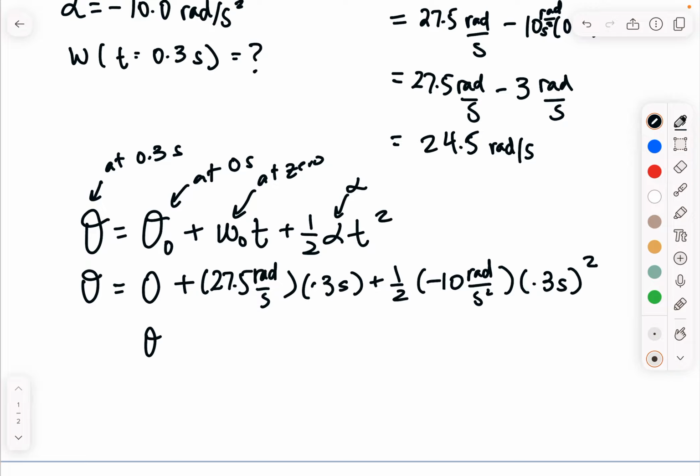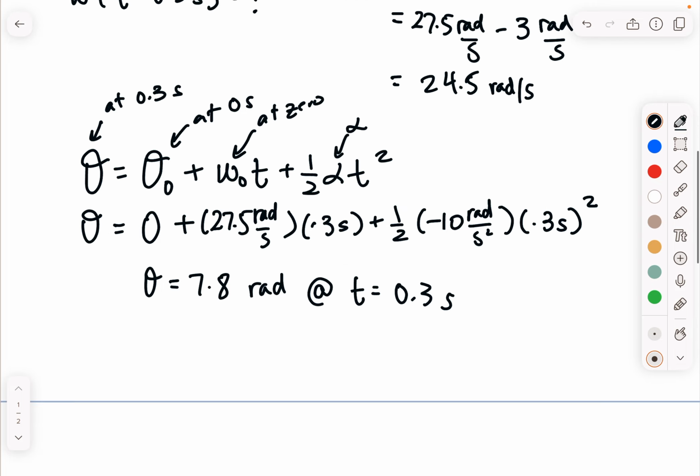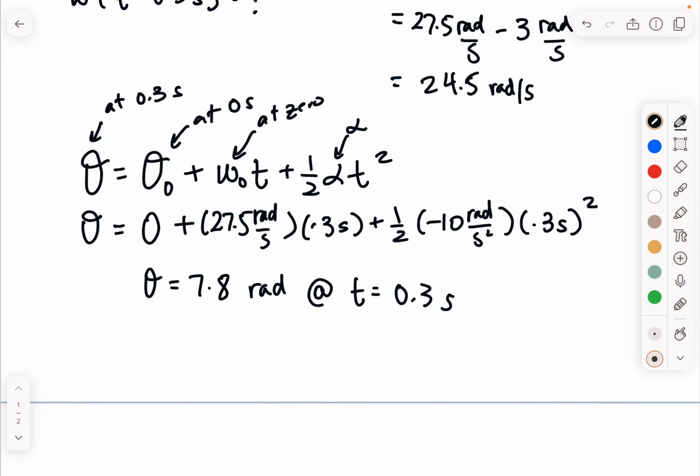All right, I got 7.8 radians. So that's where the position is at time t equals 0.3 seconds. And so our answer's in radians, right? Because the units of all of our values are in radians, so our answer's in radians. And let's go back to our picture and understand where 7.8 radians is, right? Because we're not super comfortable with radians.